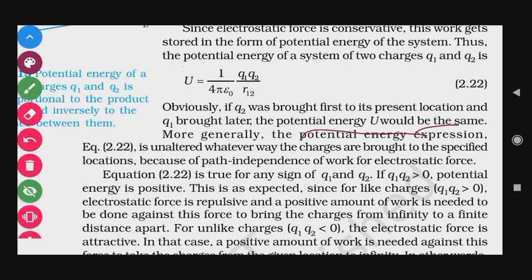More generally, the potential energy expression is unaltered whatever way the charges are brought to the specified location, because the work depends only on the electrostatic force. In a conservative field, it doesn't matter which path you bring the charges along, the potential energy will be the same. It only depends on the points, and which charge you brought first doesn't matter.